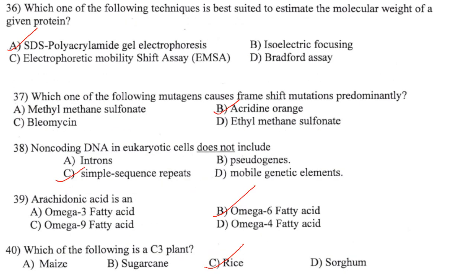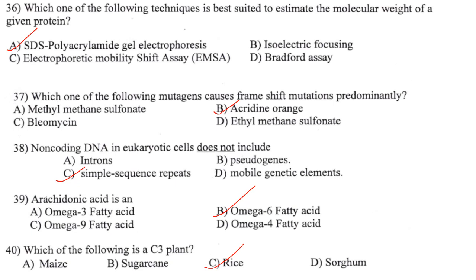Then next one. Which of the following technique is best suited to estimate molecular weight of a given protein? So naturally it is SDS polyacrylamide gel electrophoresis. Isoelectric focusing is for determining the pI. Bradford is for quantitative assay. Then EMSA is for determining DNA protein interaction. So answer here is SDS polyacrylamide gel electrophoresis.